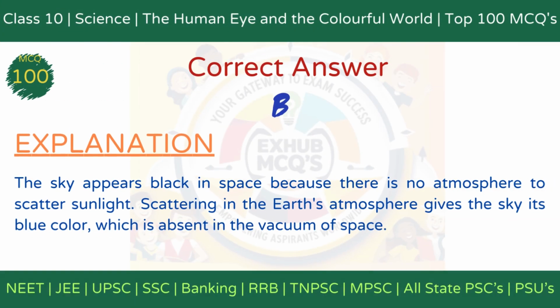The correct answer is option B, no scattering in space. Explanation: the sky appears black in space because there is no atmosphere to scatter sunlight. On Earth, scattering by air molecules gives the sky its blue color, but this phenomenon is absent in the vacuum of space.